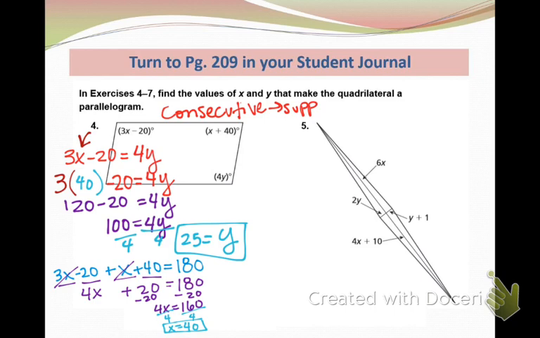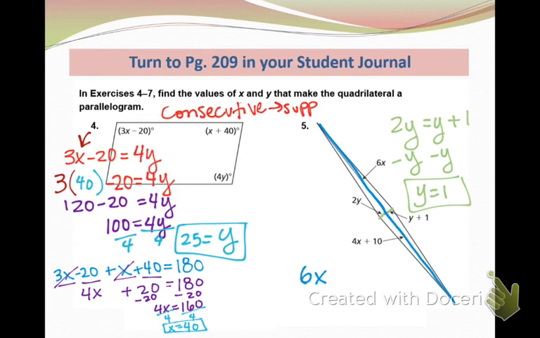In number 5, again, we see these lines. These are the diagonals. The diagonals are going to equal each other because they're bisected. So 2y is going to equal y plus 1. Subtract y. y equals 1. That was simple enough. Do the same thing with the x's. My diagonal here and my diagonal here will equal each other. 6x equals 4x plus 10. Move my smaller x. 2x equals 10. x equals 5.